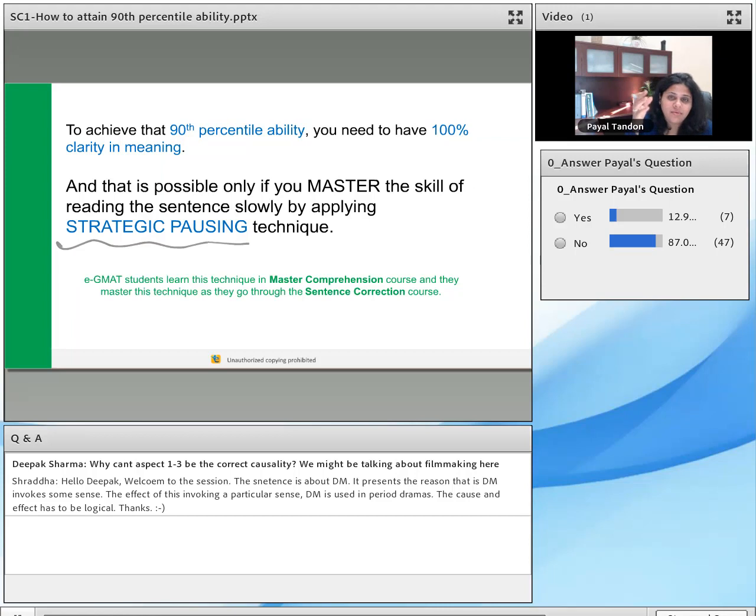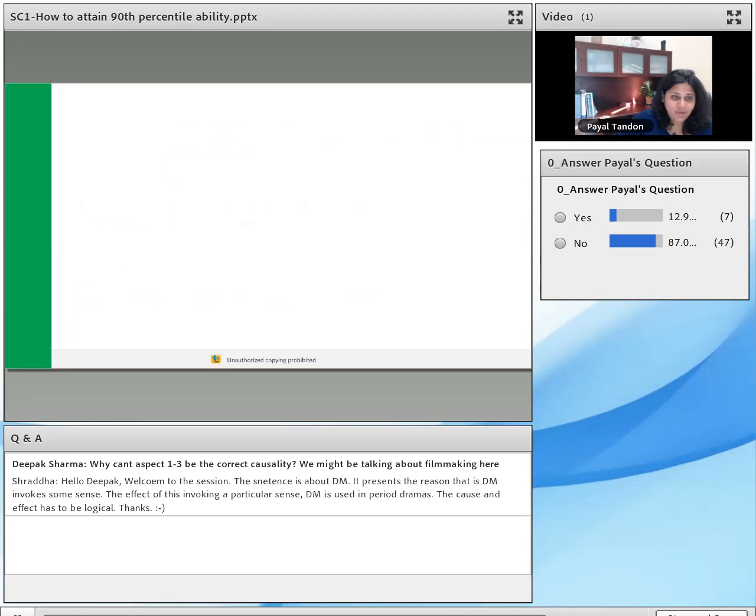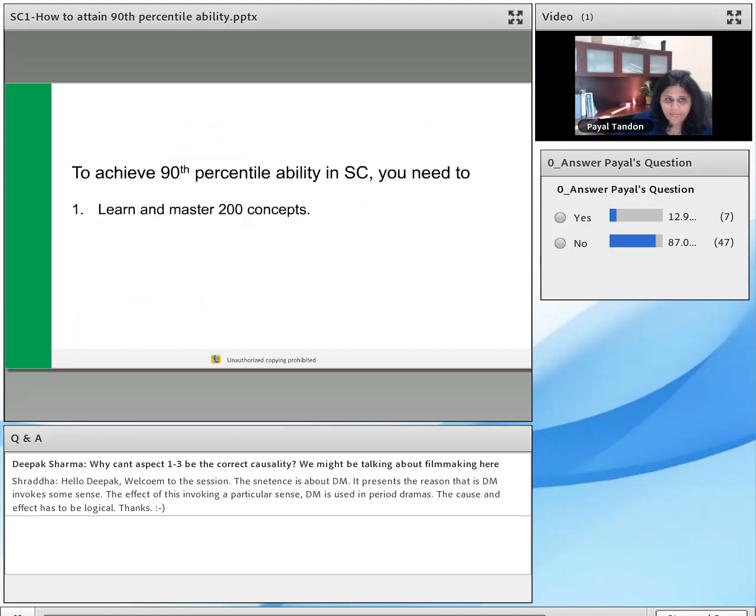That is the basic foundation course required for all of verbal, because the strategic pausing technique is required to do the sentence correction course the right way, to understand the meaning the right way. So that is a very, very important thing. Now when you are doing the Master Comprehension course and SC course, do not time yourself. That is a very, very important thing. Don't worry about timing at all. Learn and master 200 concepts.